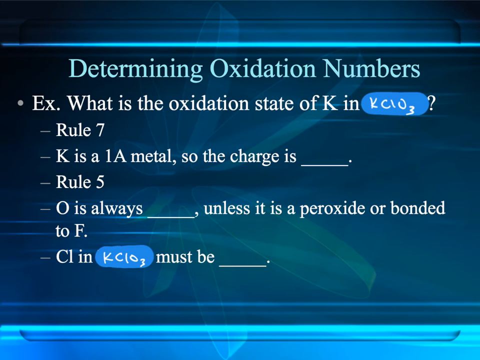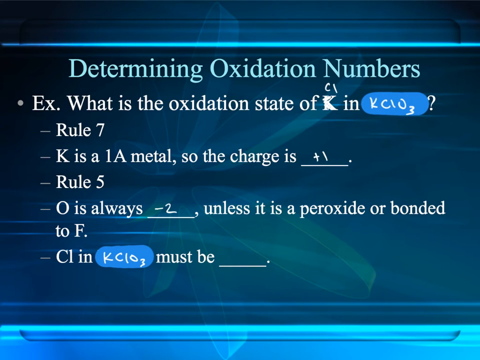What is the oxidation state of potassium in KClO3? Rule 7 tells you that potassium is a 1A metal, so it's in family 1A and has to be +1. So its oxidation number is going to be +1. Oxygen, we said, is always -2 in compounds unless it is a peroxide or bonded to fluorine, which is not what we've got here. So to figure out the oxidation state, we should do this of chlorine, not of potassium, so I'm going to cross that out up here. Of chlorine in this compound.